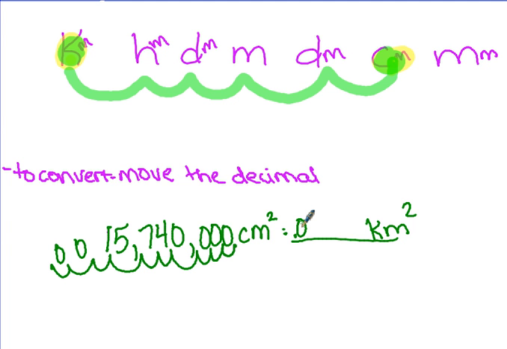So 15,740,000 centimeters squared becomes 0.001574 kilometers squared. And that is converting from metric system to metric system.